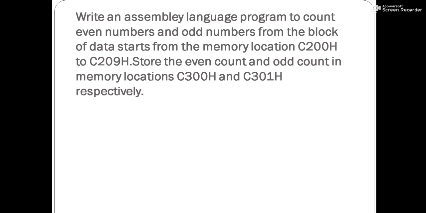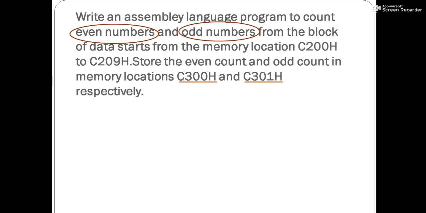Let us understand the aim. Here we have to count two things. First is even numbers and another one is odd numbers. And after counting even numbers and odd numbers, we have to store the result in C300H, that is, the even count will be stored in the C300H memory location and the odd count will be stored in the C301H memory location.